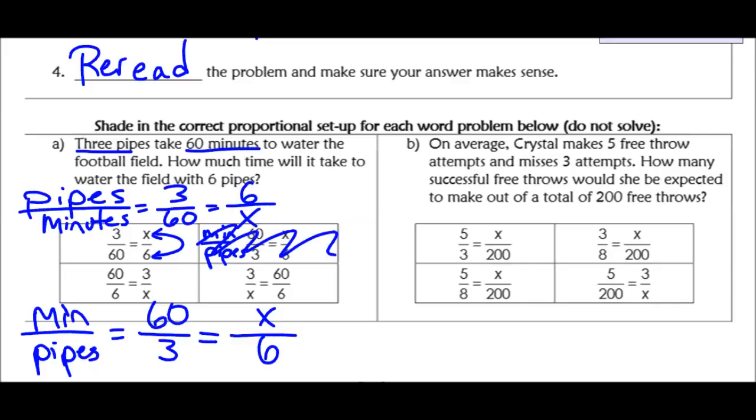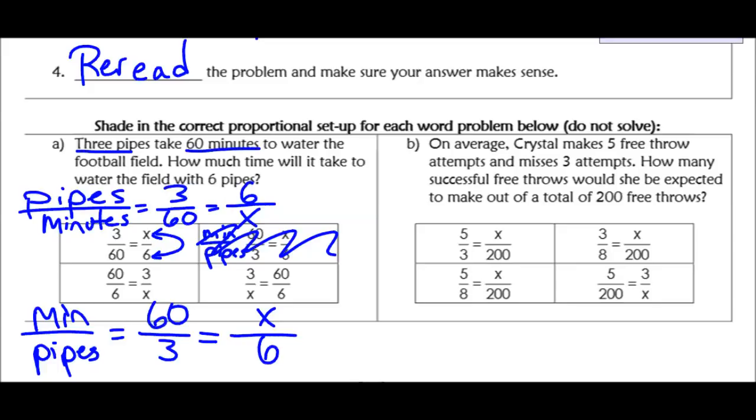The second one says, on average, Crystal makes 5 free throw attempts and misses 3 attempts. How many successful free throws would she be expected to make out of a total of 200 free throws? The question is going to tell us our word ratio. Really be careful about this. You're not using 5 and 3 in the proportion at all.